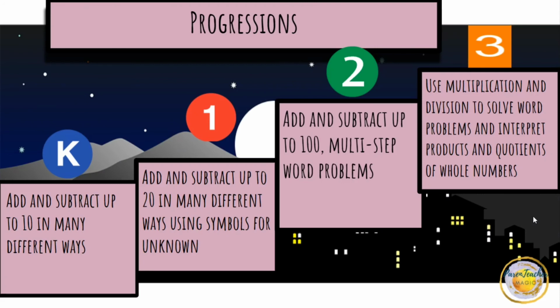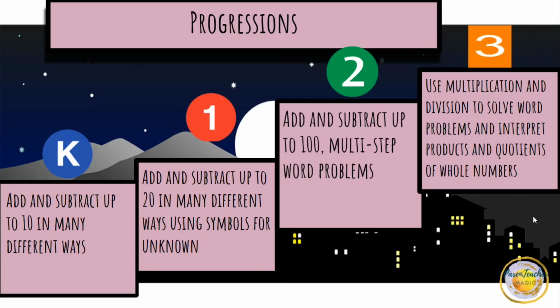So in kindergarten, like I just explained, they add and subtract up to 10 in different ways. In 1st grade, they're adding and subtracting up to 20 in different ways using symbols for unknown. So now they're actually putting a letter for the missing number, and they can also sometimes be having to figure out which operation they have to do, whether it's adding or subtracting.